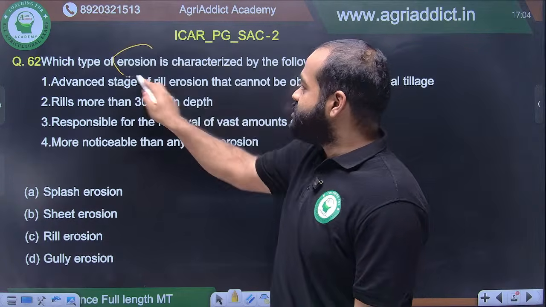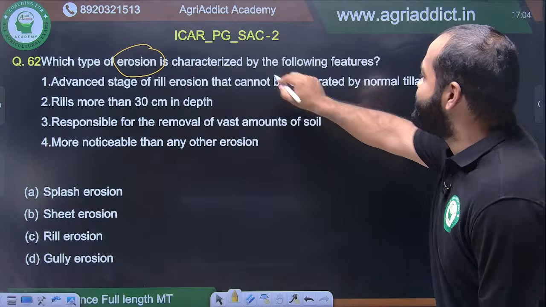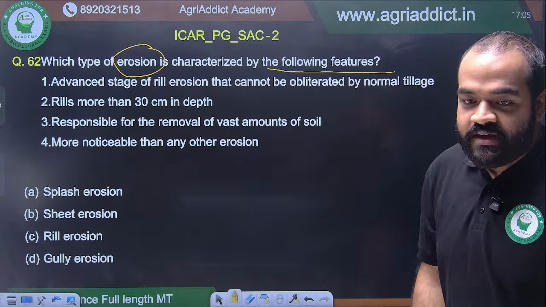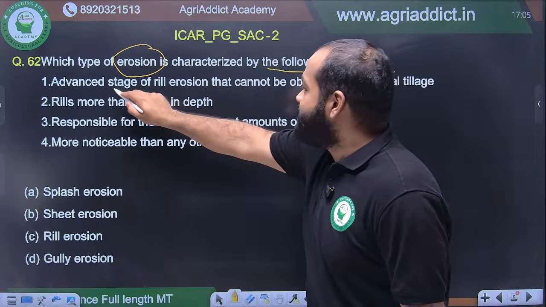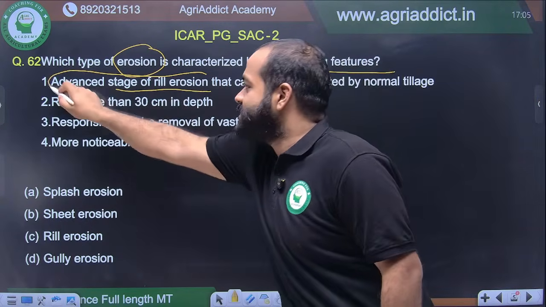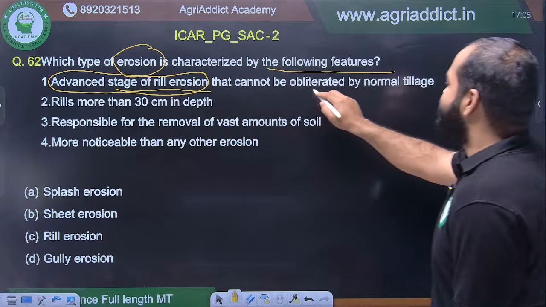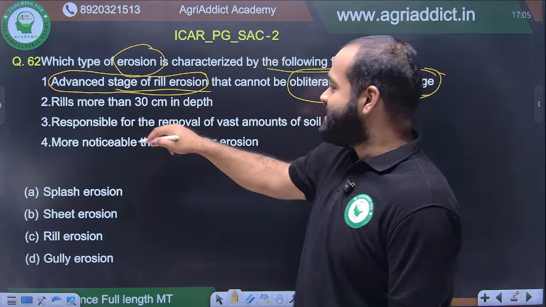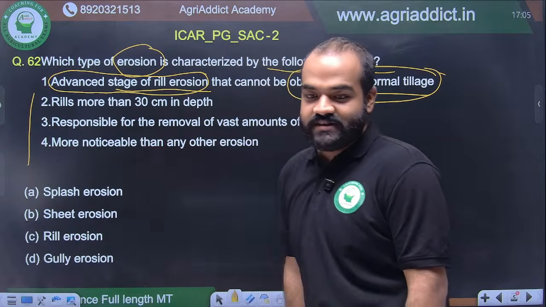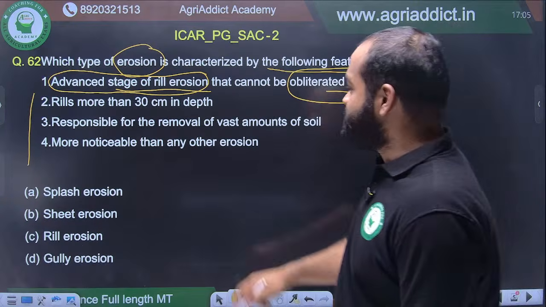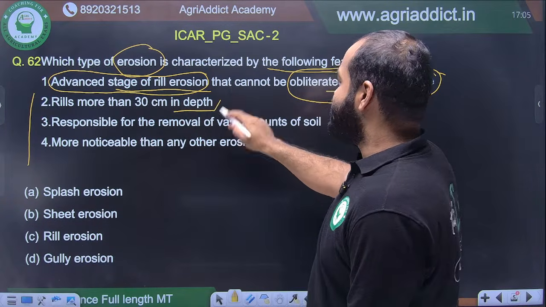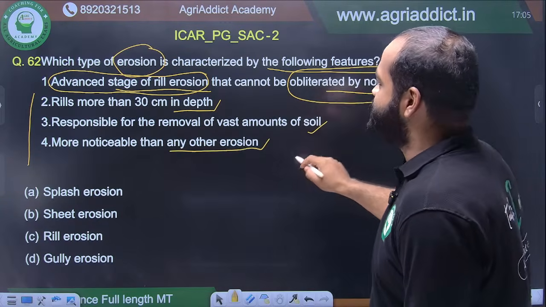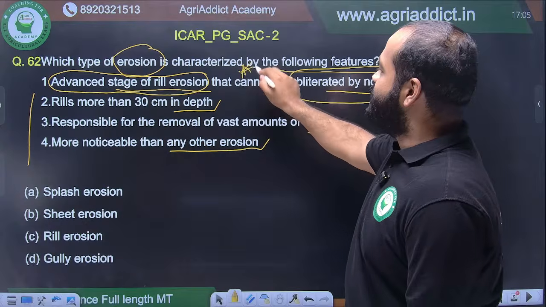This is a question from erosion. Which type of erosion is characterized by the following features? They have given you 4 features and out of the 4 you have to identify which erosion this is. It is an advanced stage of rill erosion. The first statement only gives away the answer, the keywords that cannot be obliterated by normal tillage. I don't think reading 2, 3, 4 is necessary, but still we will read the options. Rills more than 30 centimeter in depth, responsible for the removal of vast amounts of soil and more noticeable than any other erosion. I think the first point is more than enough.